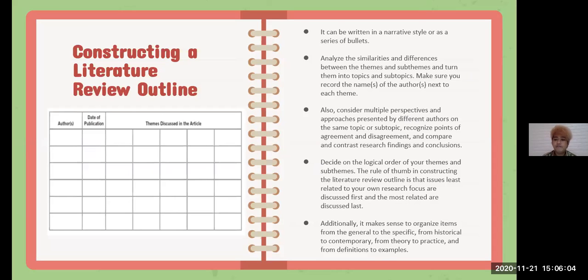The rule of thumb in constructing the literature review outline is that issues least related to your own research focus are discussed first. Kapag hindi siya masyadong related, discuss mo siya ng una para maliit lang yung discussion mo. Tapos maglaan ka ng malaking oras sa pag-discuss ng mga RRL na may kinalaman sa iyo kasi natural, yung related sa iyo, pinaka may meat, no? So you have to give more time and make it the last part of your discussion.